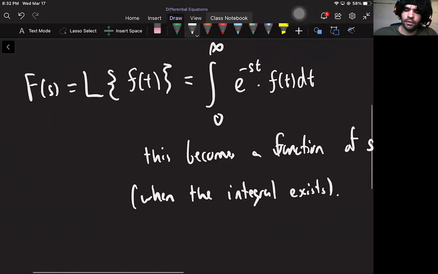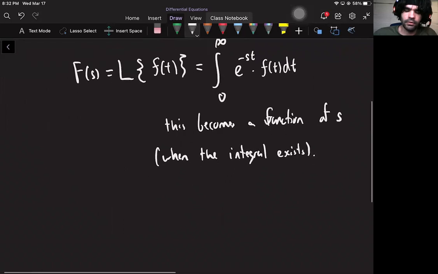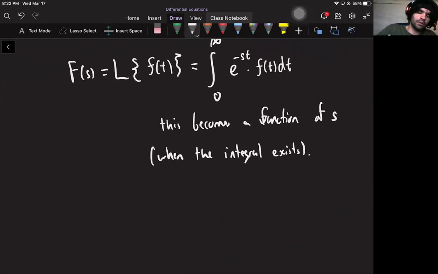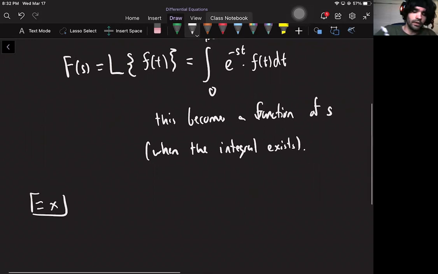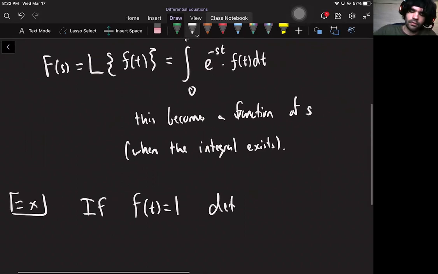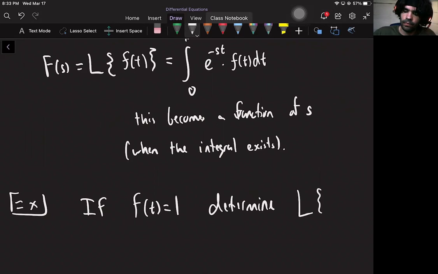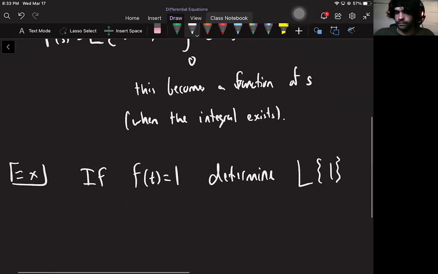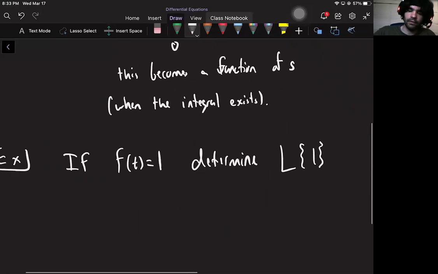Okay, so let's just calculate some of these bad boys real quick, just to get some practice calculating Laplace transforms before we deal with how to actually use them for anything. Okay, so here's a perfectly reasonable function of time, the constant function 1. Let's determine the Laplace transform of 1. Let me just write f of t actually.